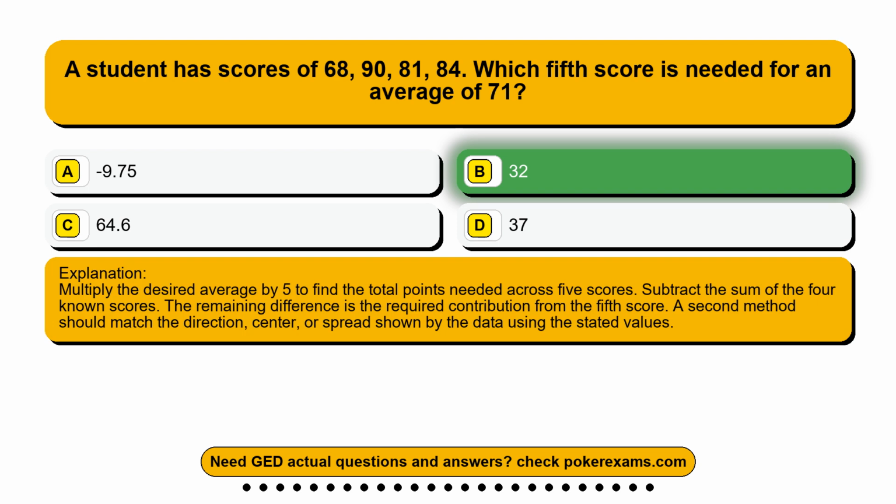Multiply the desired average by 5 to find the total points needed across 5 scores. Subtract the sum of the 4 known scores. The remaining difference is the required contribution from the fifth score. A second method should match the direction, center, or spread shown by the data using the stated values.